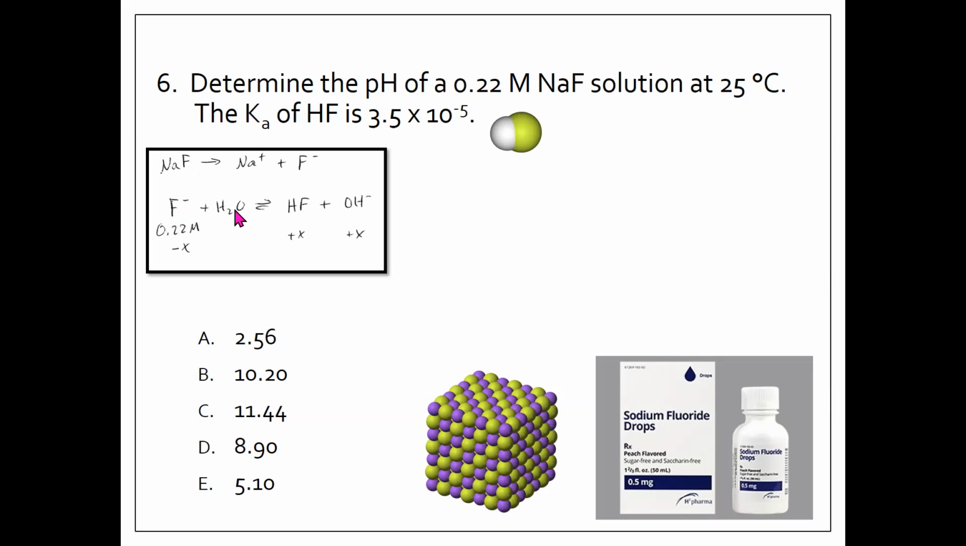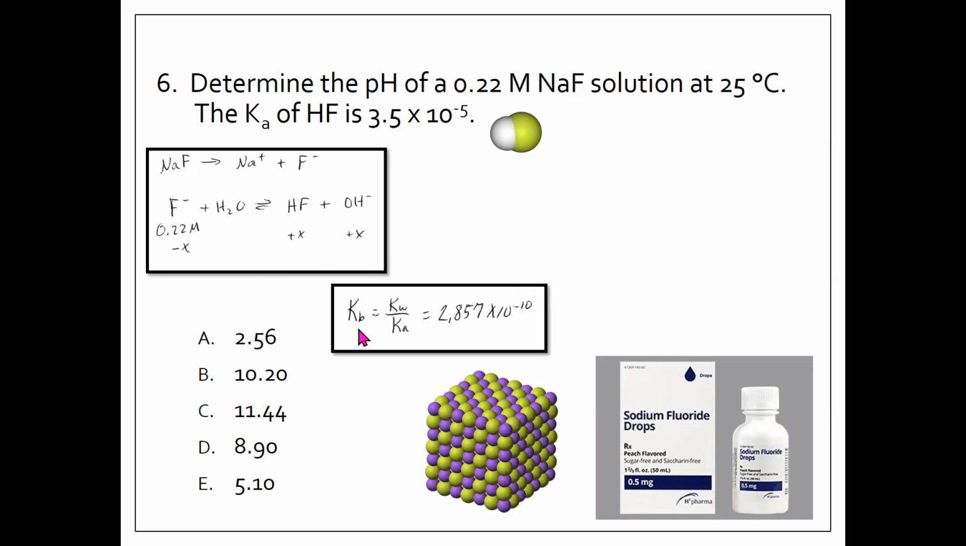So F minus, when it reacts with water, we protonate it to form the conjugate acid, and that leaves behind the OH, so the hydroxide. And the concentration of the fluoride ion is 0.22 molar. So this is a weak base, and it's dissociating. So we're minus X, plus X, and plus X.